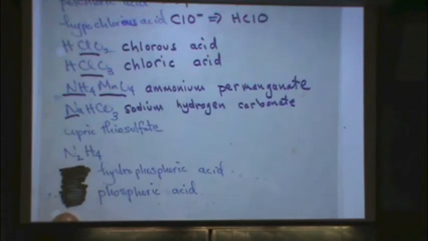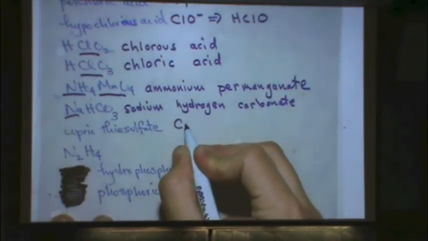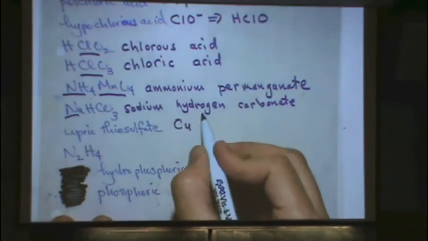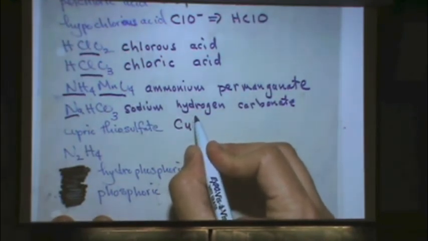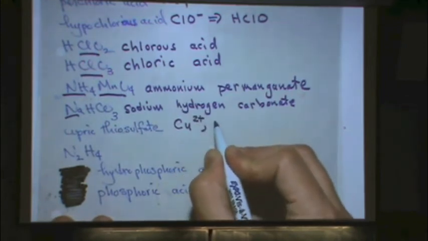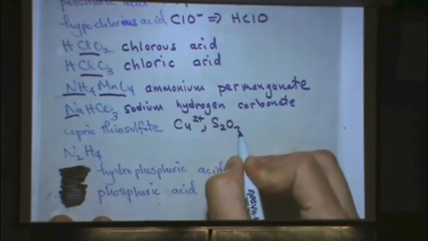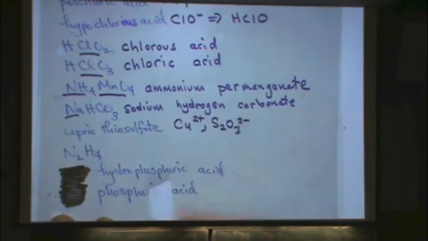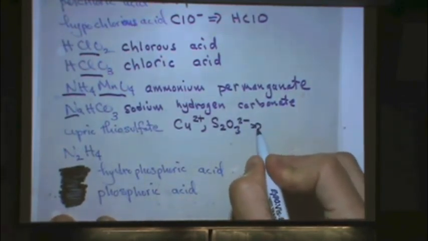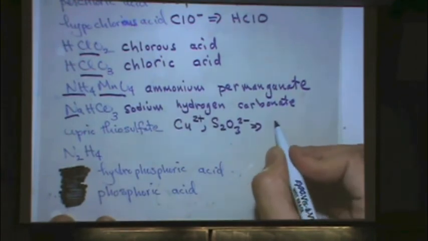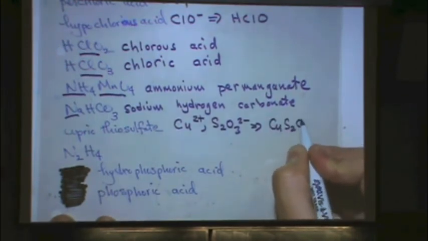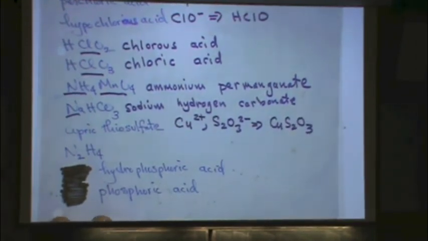Okay, next. Cupric thiosulfate. So we've got a cupric. Cupric means what charge on copper? Copper is 1 and 2. So it's 2 plus. Thiosulfate, S2O3, 2 minus. So put that together. One of these and one of these will make it neutral. CuS2O3. Cupric thiosulfate.